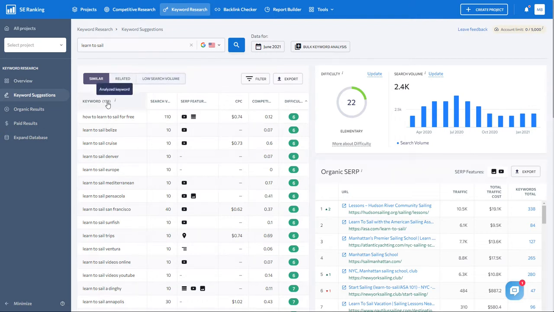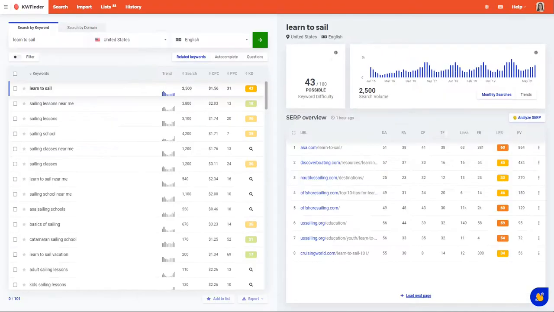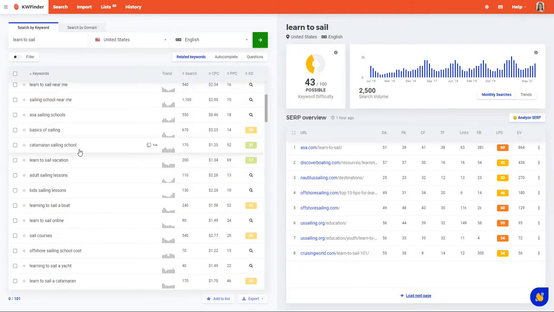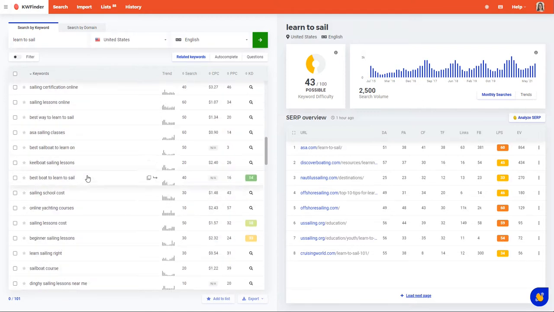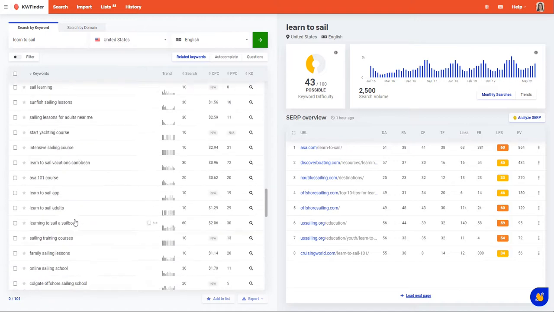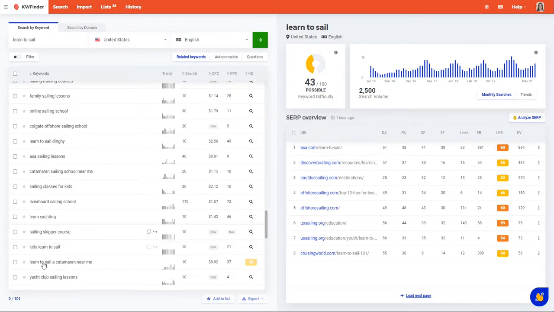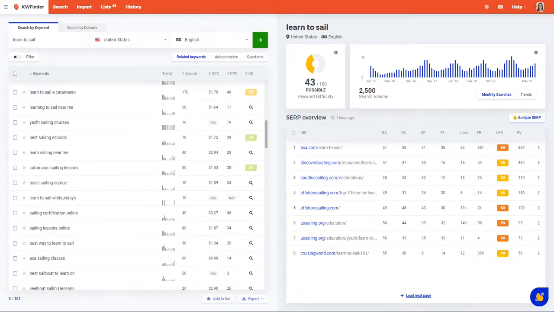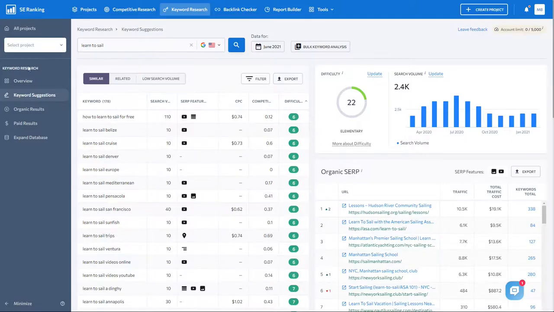We've got 178 keywords. How about over here? 101 keywords. So not as many. Are they on point? I seem to remember they are. Sailing classes, catamaran sailing school, basic sailing course, beginner sailing lessons, learn to sail courses, online sailing school, learn to sail a catamaran, kids learn to sail. So yeah, these are all on point. We've only got 101 over here.